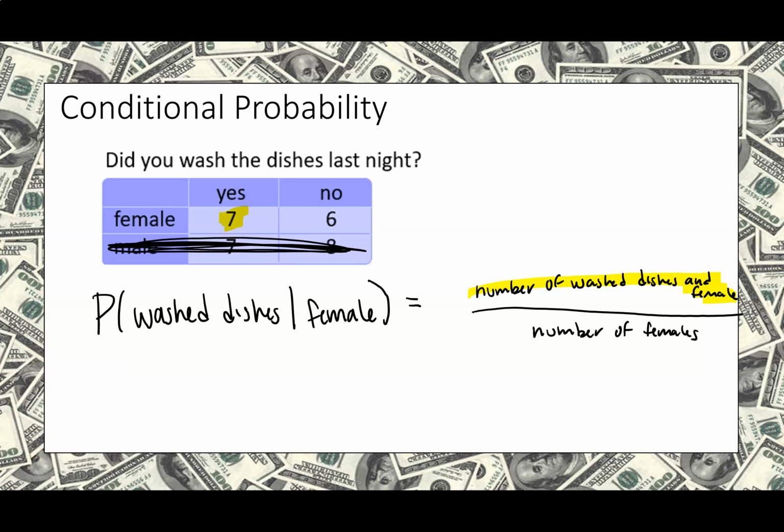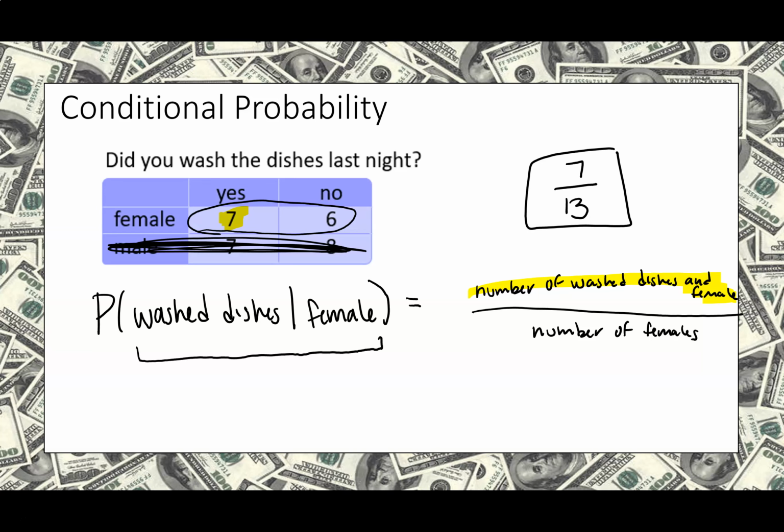Okay, so that top number here is going to be 7 divided by, and what are the total number of females? Well, that's here where I want to circle that whole entire thing. Well, what's 7 plus 6? How many females do we have? We have 13. So that's our answer. So the answer to what's the probability you've washed dishes given female is 7 over 13.